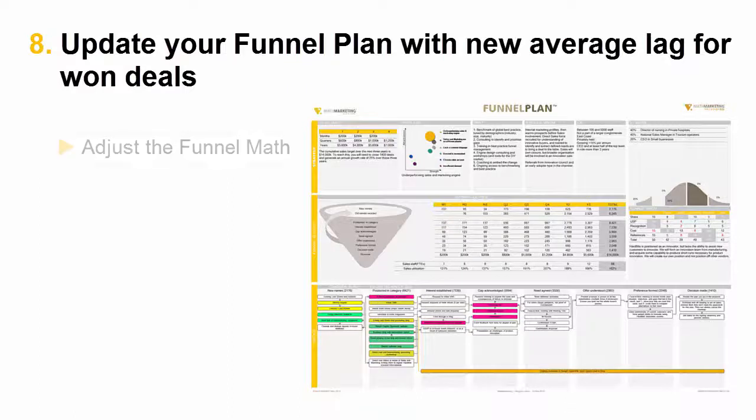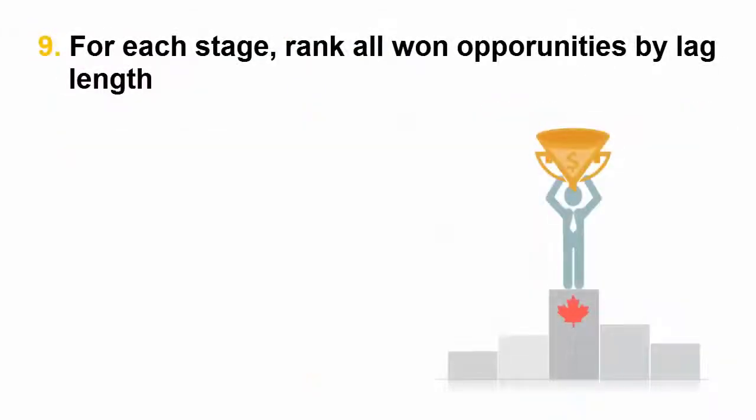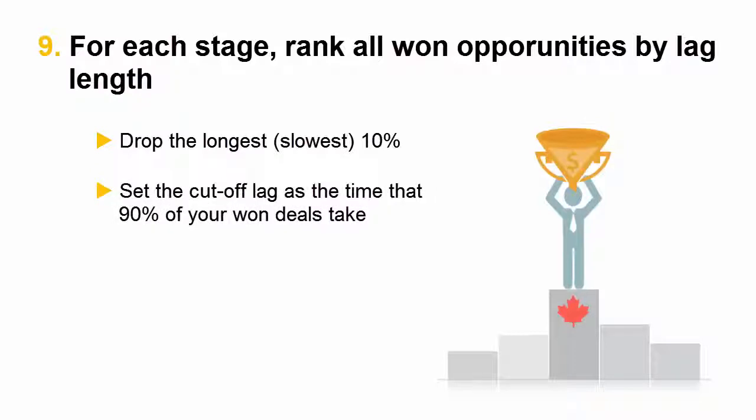Take your funnel plan, adjust the funnel math in your funnel plan, I'll show you how to do that later on, with the average lag for won deals. Then, for each stage, rank all of your won opportunities by lag length. Drop the longest, that is the slowest 10%, to cut yourself a bit of slack, and set the cut-off lag time as the time that 90% of your won deals take. What I'm really saying there is, you know what your average is, but now you also know how long it takes to get 90% of your deals to closure.